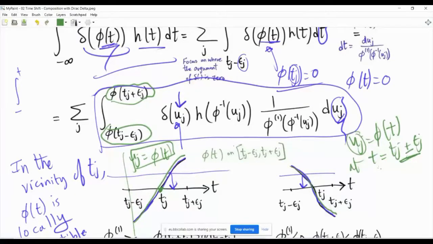Doctor, sorry to interrupt you. Is it sufficient to have phi of t to be only differentiable, like first derivative differentiable? Yeah, if we are not sure about the first derivative being a continuous function, so what if the first derivative has points of discontinuity?